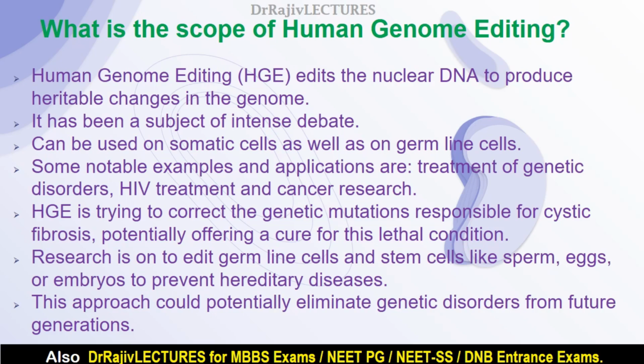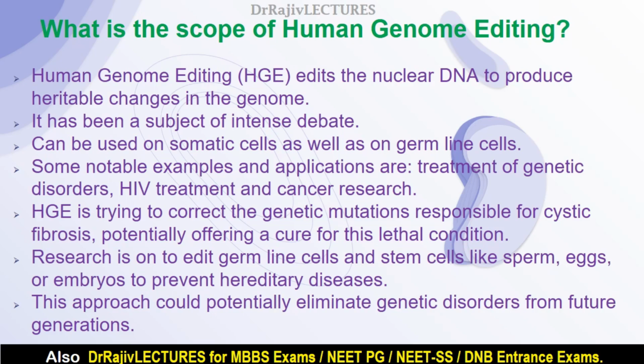Efforts are underway to use CRISPR to correct genetic mutations responsible for cystic fibrosis, potentially offering a cure for this lethal condition. Gene editing is used to create more accurate cancer models, helping researchers understand the disease better and develop targeted therapies. The CRISPR technique is being explored to remove HIV DNA from infected cells or to modify the genome of immune cells to make them resistant to HIV infection.